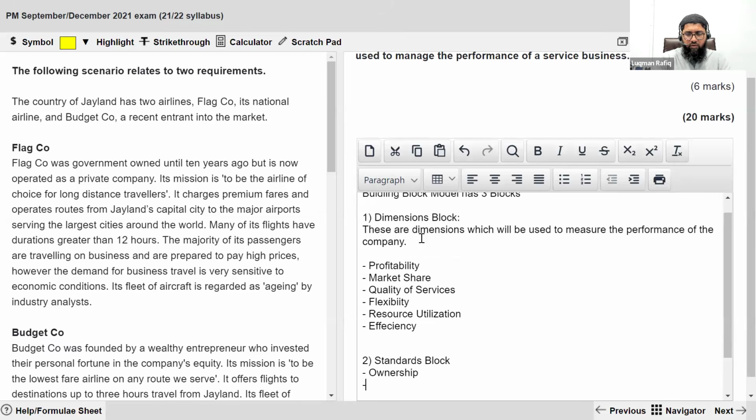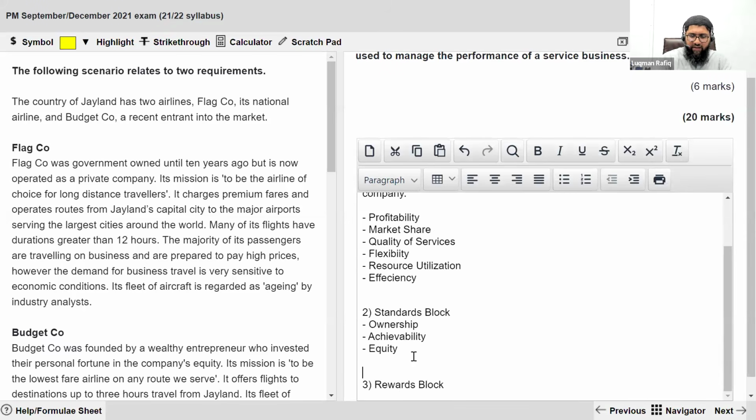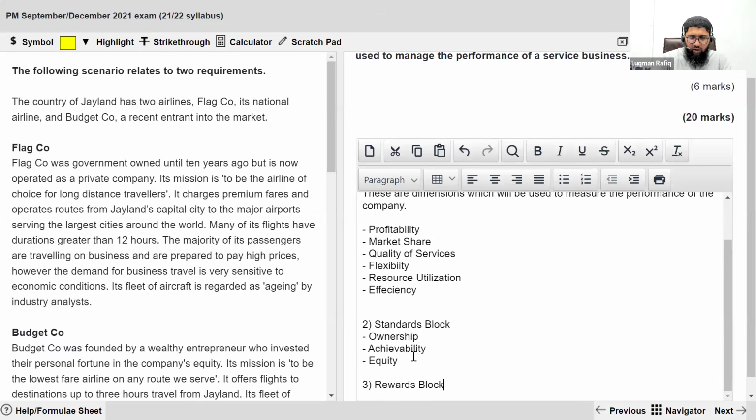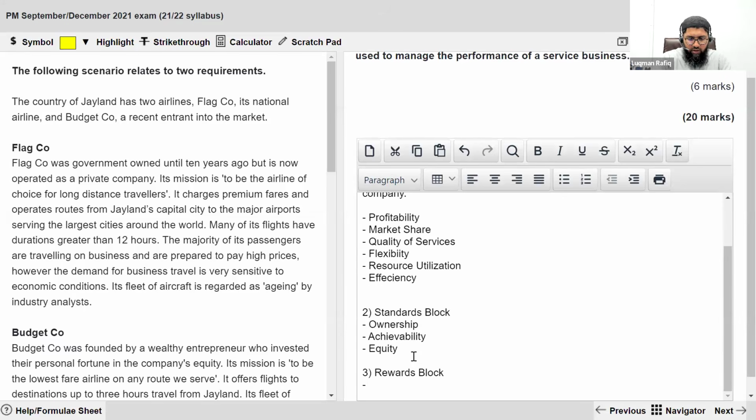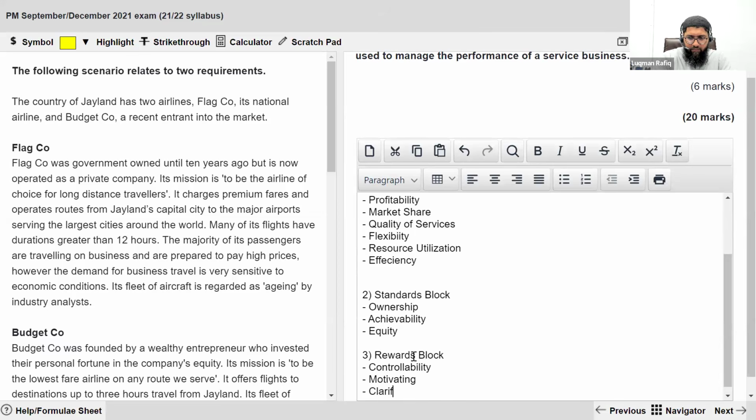Then the standards block: ownership, achievability, and equity. And the last thing is the rewards block. What is the rewards block going to be? The rewards block is going to be controllability, motivating, and lastly, clarity, right?